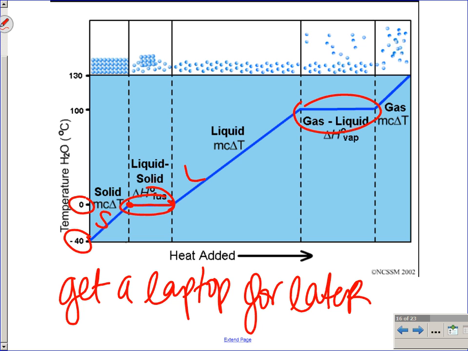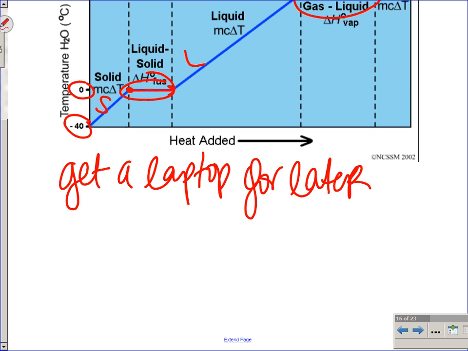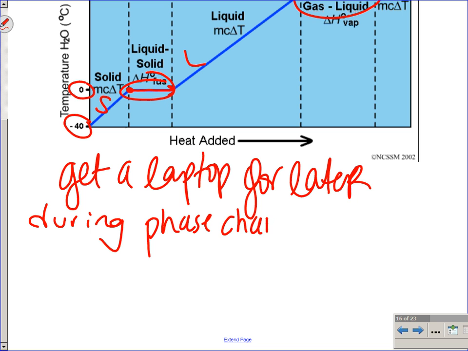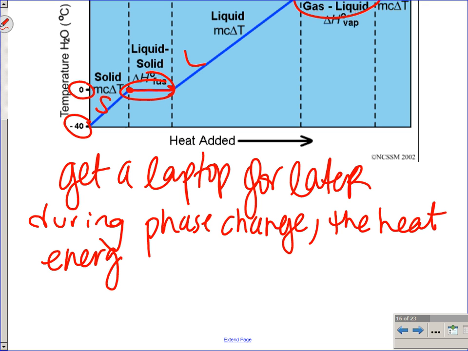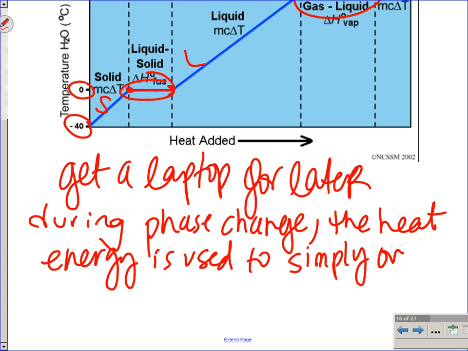So during this phase change, and this is like the most important part of understanding the heat diagrams. You should write this down. During phase change, the heat energy is used to simply overcome IMFs. That's what the heat energy is used for.